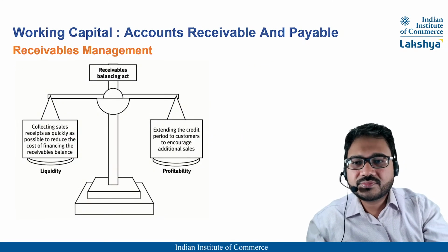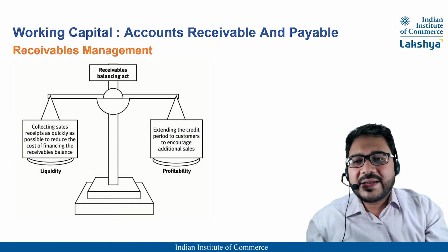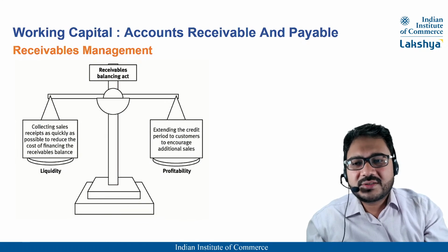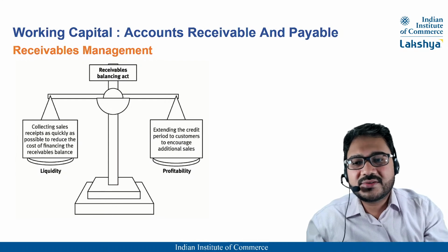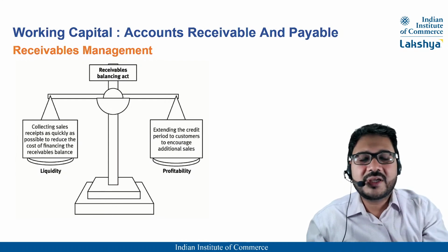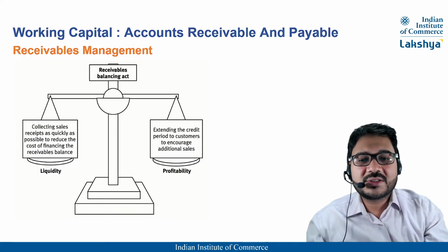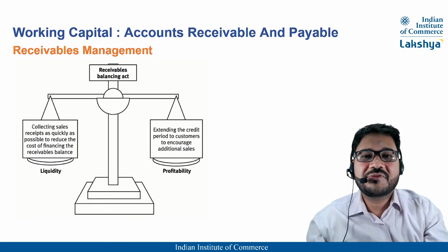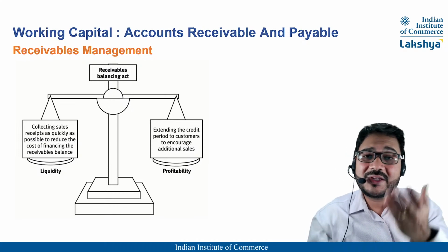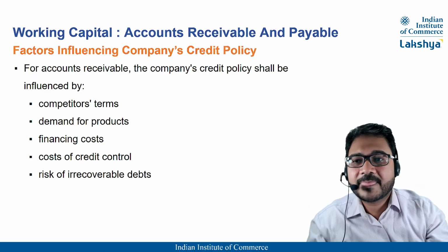Okay, so if you are collecting sales quickly, sales received as quickly as possible to reduce the cost of financing the receivable balance, that is, you are prioritizing liquidity. Whereas if you are extending the credit period to the customer to encourage additional sales, then you are focusing on profitability. But there should be a balance of the two. You can't go to either extreme, right?